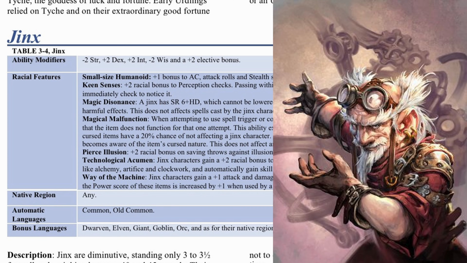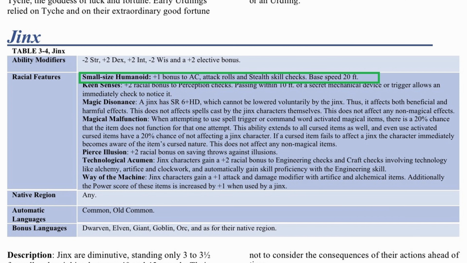We begin with the clever Jinx. These diminutive beings possess the following ability modifiers. Due to their small size, they have a -2 penalty to strength and a +2 bonus to dexterity. But they are clever as well, though rash, and sometimes not very aware of how they influence the world around them. Thus, they have a +2 bonus to intelligence and a -2 penalty to wisdom. Being small size, they also gain a +1 bonus to armor class, attack rolls, and stealth skill checks. And their base speed is just 20 feet.